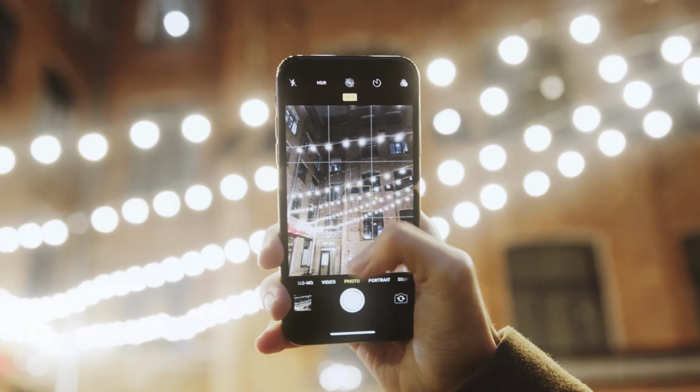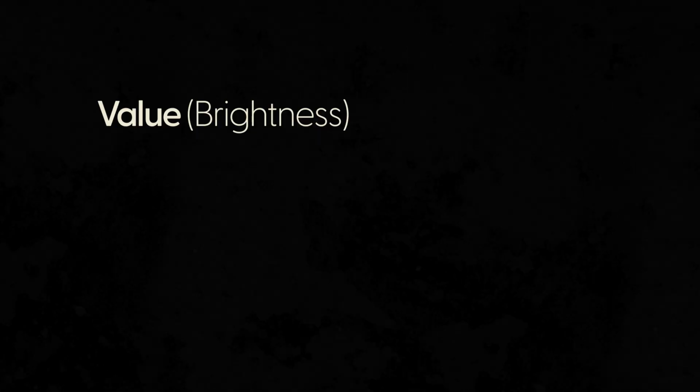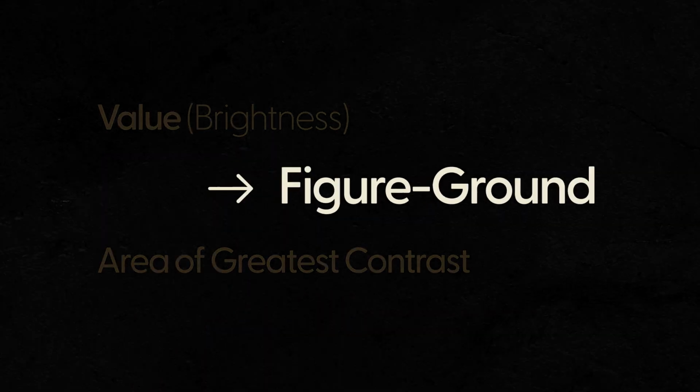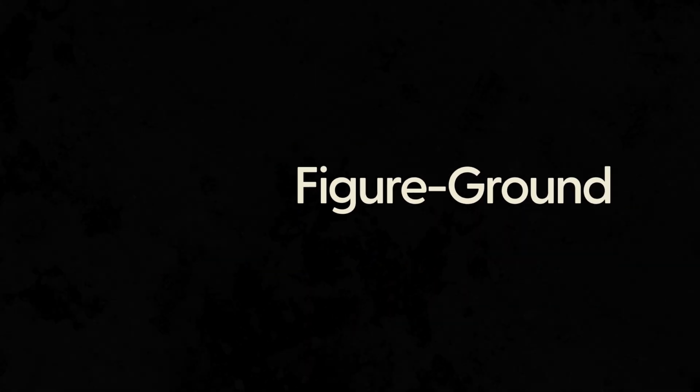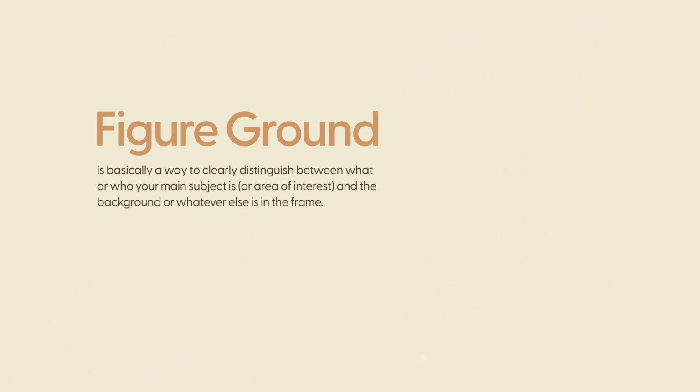As visual communicators, our number one job is to make sure the viewer is looking at what we want them to look at. And one of the ways to do that is getting used to this really important concept called figure ground, which is a pretty simple concept if you really think about it, but really powerful as well. Now, figure ground, you may already know this to some degree, is basically a way to clearly distinguish between what or who your main subject is or area of interest, and the background or whatever else is in the frame.